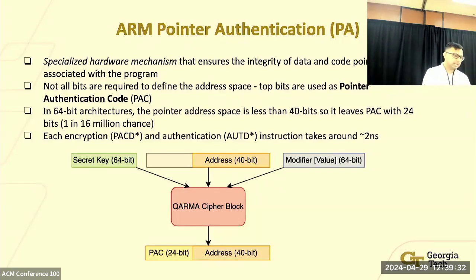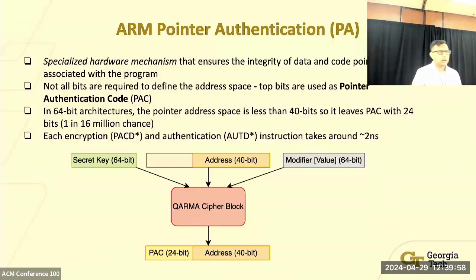So if you look at this, this is actually how it happens. You have a secret key, which is defined in hardware. You have your pointer, and you have a modifier. And in our case, we're going to use the value at the pointer as part of the modifier. So when you're encrypting the pointer with a value, if the value gets changed, it means that when you decrypt it, it'll crash the program, and you know something's wrong. Each of these decryptions takes around 2 nanoseconds, so they're quite fast.